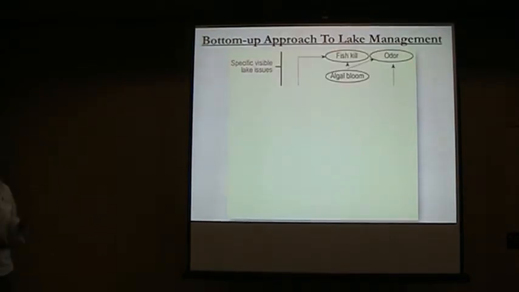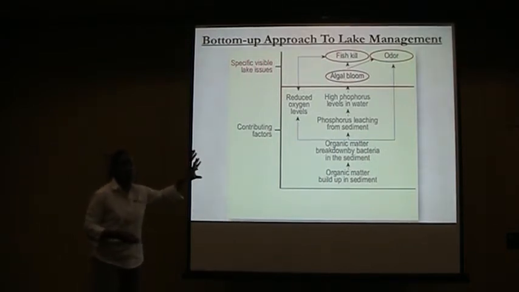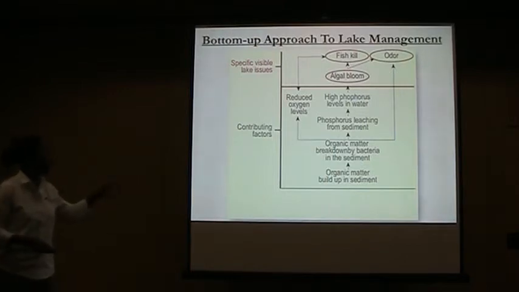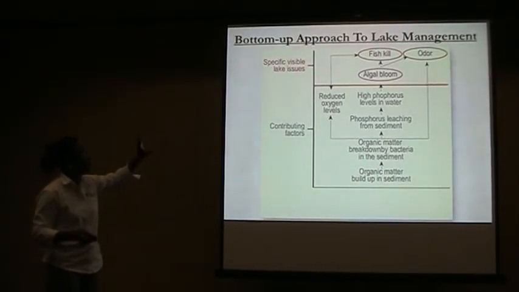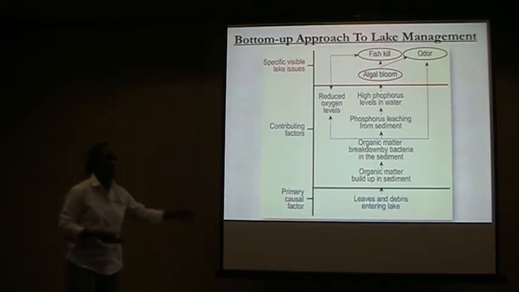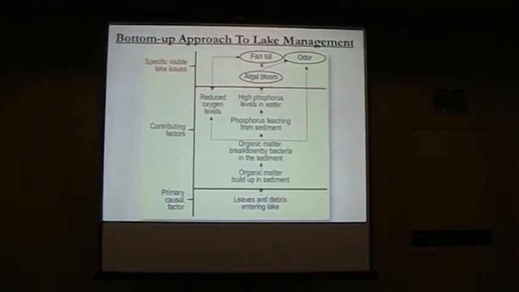So as an example, if you have an issue with your lake that involves a fish kill or odor or algal blooms or whatever it might be, the first thing that we do is we look at the water quality, we look at the oxygen levels, we look at the sediment, we look at the watershed area to get some information about the state of the lake and the various factors that might be contributing to the issue that the lake is experiencing. And then we look at the primary causal factors, so what is it that's driving these things that's leading up to these issues with the lake.